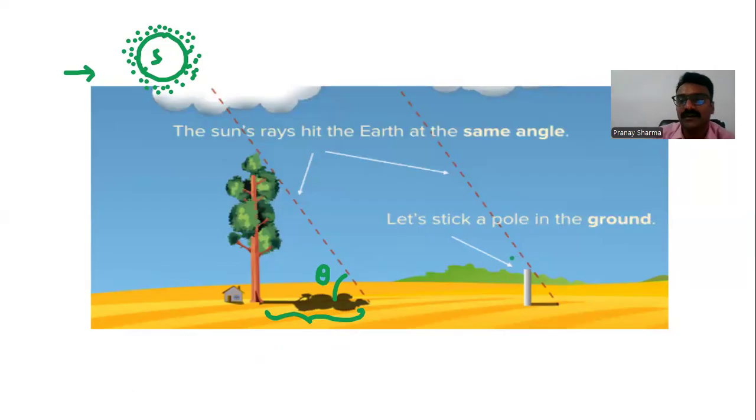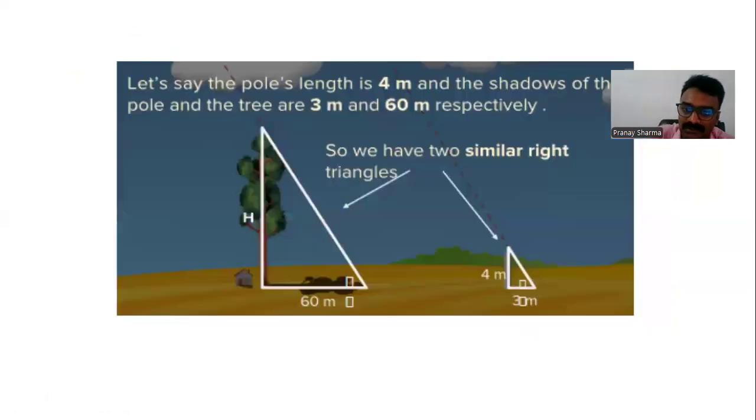We have considered another pole on the ground having the same angle of elevation, theta, right? However, this height and this length are given to us in the next slide. So this is 4 meter. Okay, let me erase this. This is 4 meter and this is 3 meter. All right. The angle remains the same. See, this angle and this angle are one and the same. And this length is also given to you, which is 60 meters.